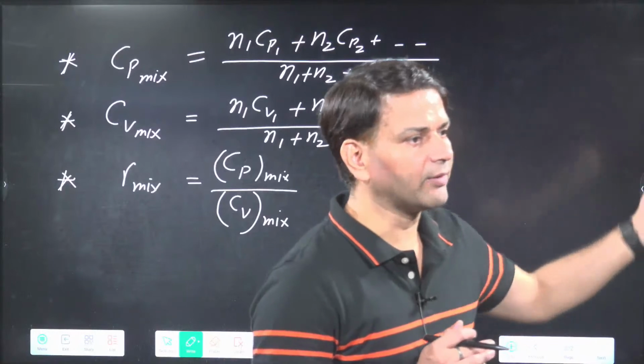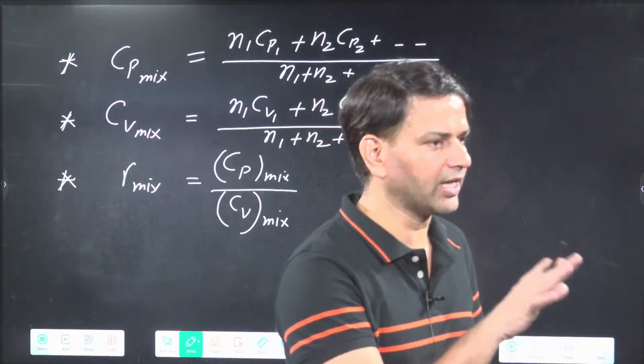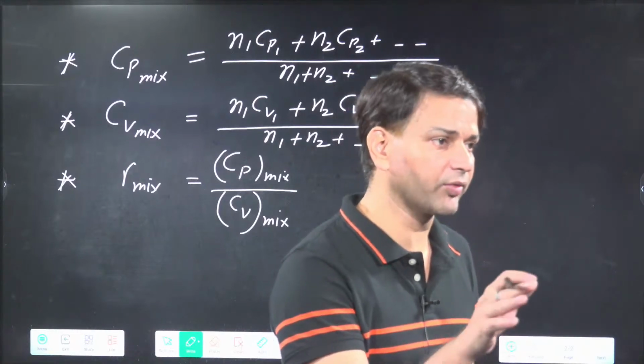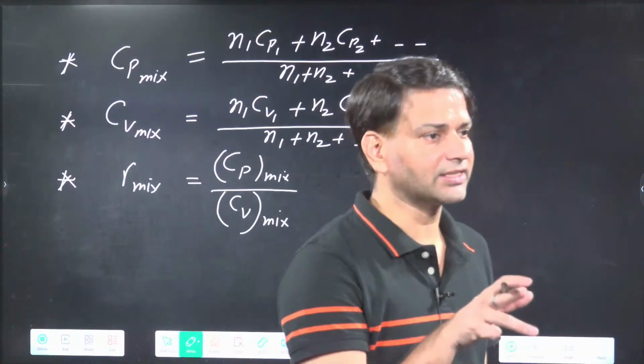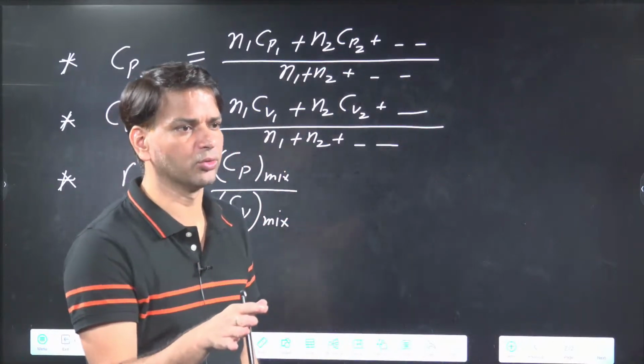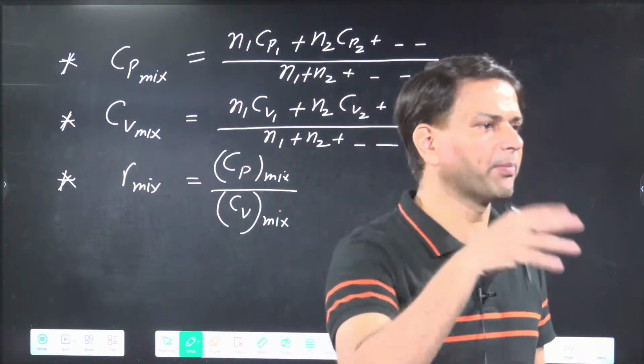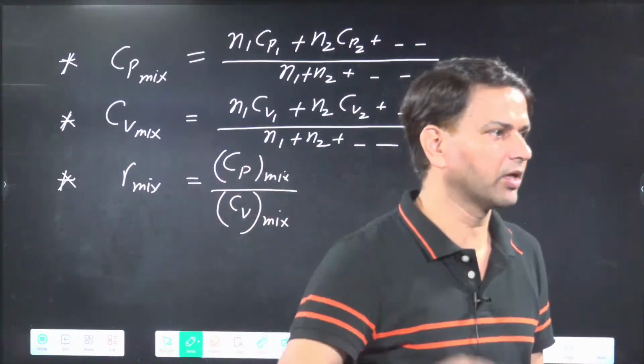Why unnecessarily apply two different formulas and do more calculation? If they have given the gases and the moles, then we can find the Cv of the mixture. How? (n1 Cv1 + n2 Cv2) upon (n1 + n2). And Cv we have memorized: monatomic 3R by 2, diatomic 5R by 2.